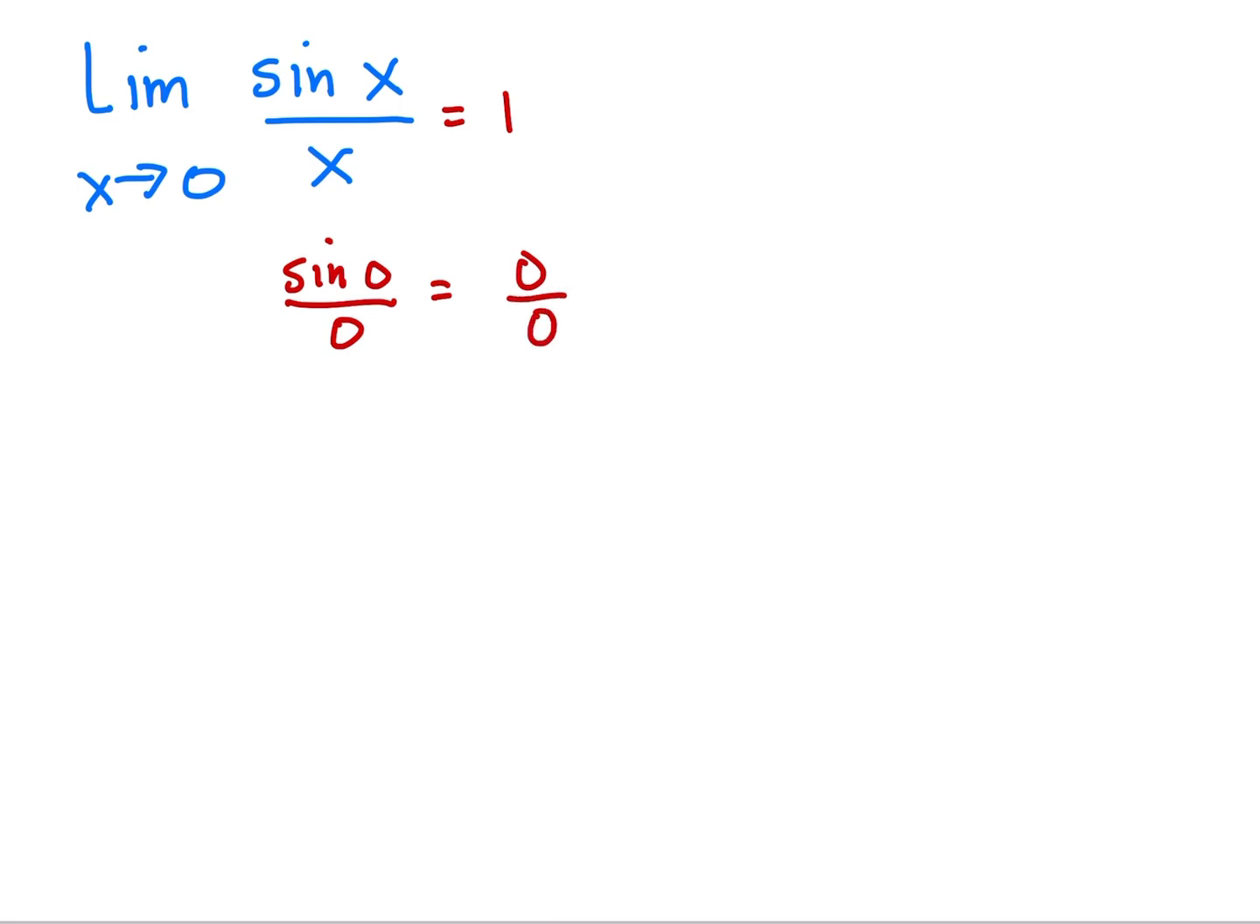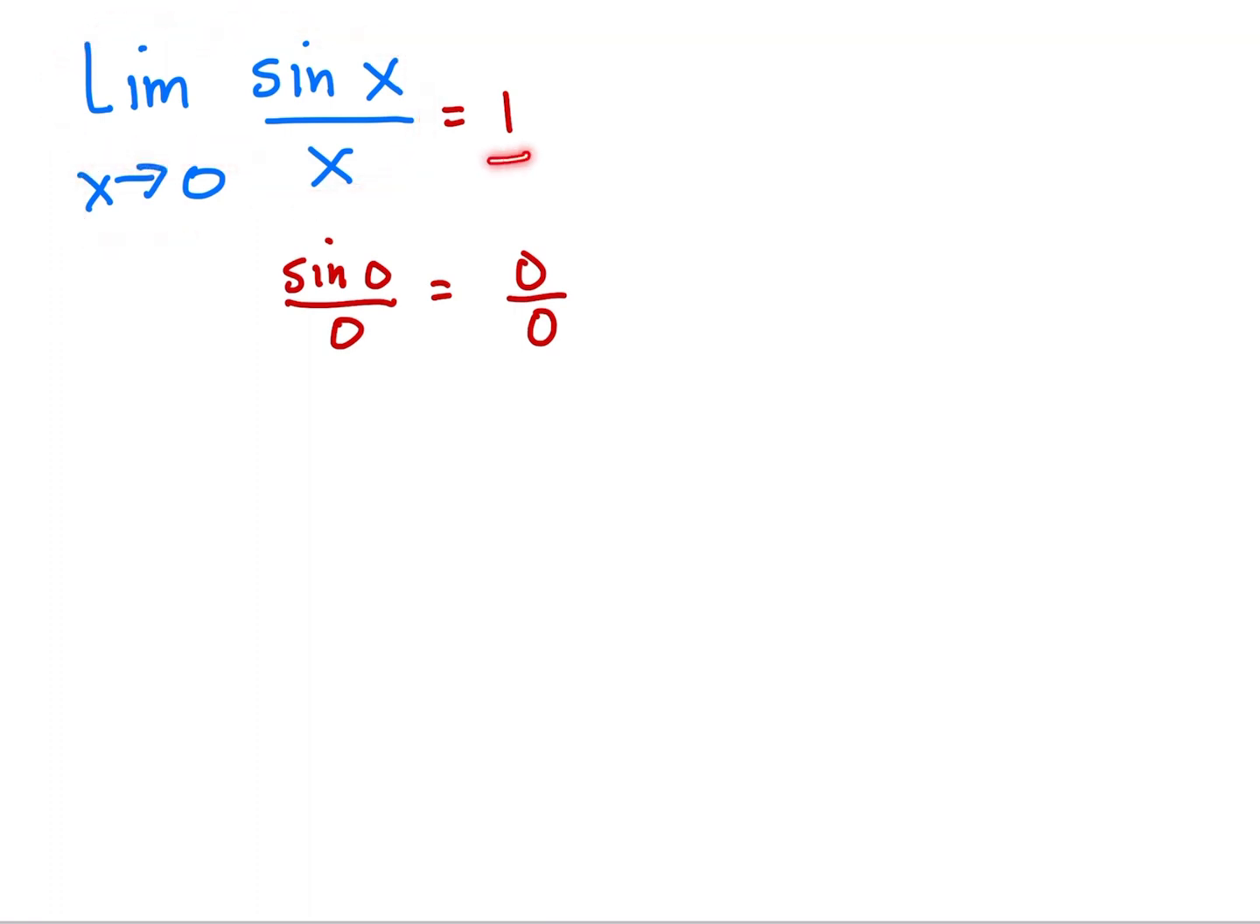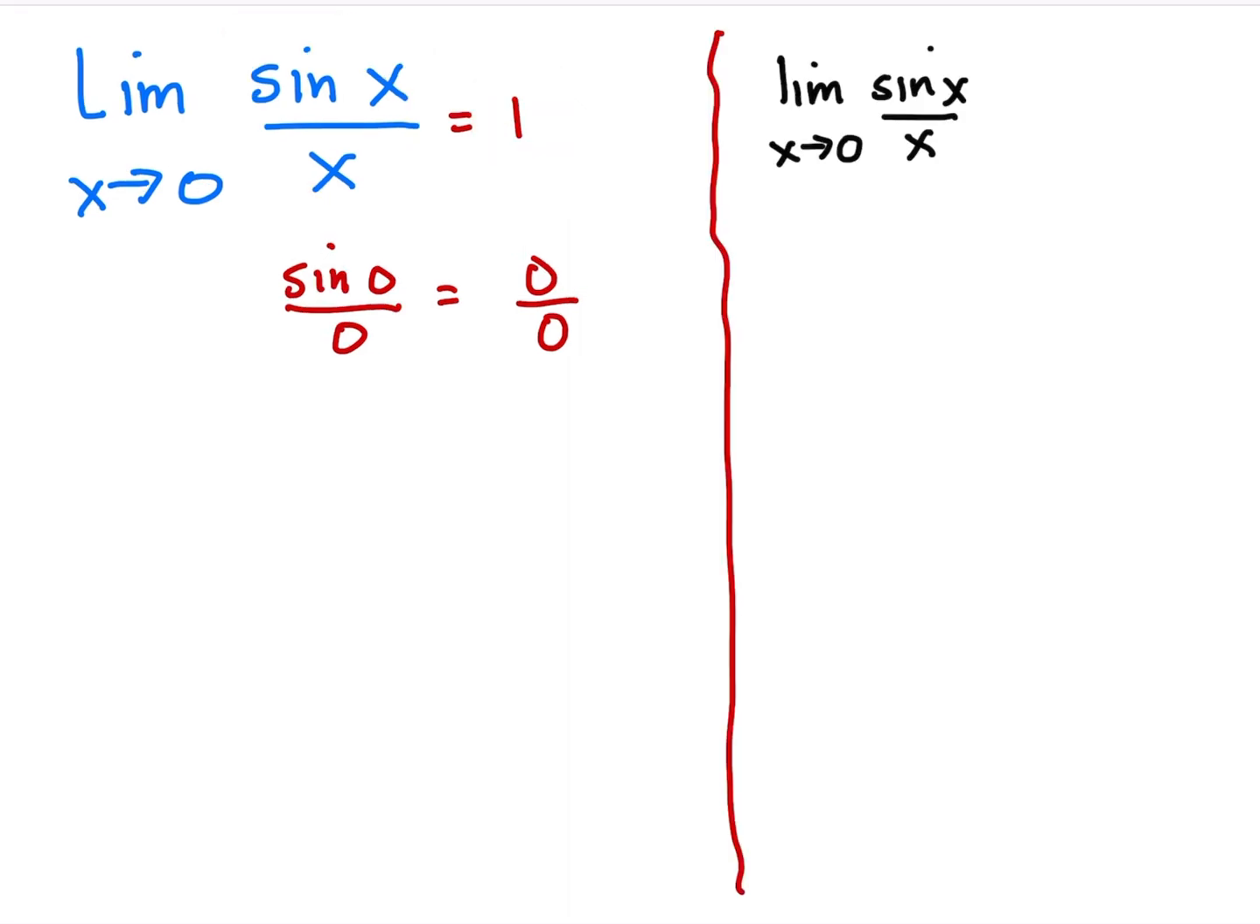But what do we mean by the limit of sine x over x as x approaches 0 is equal to 1? This means that when we plug in x values that are very, very close to 0, the value of this gets closer and closer to 1. In calculus, we have a rule that allows us to evaluate limits such as the limit of sine x over x as x approaches 0 in a different manner.